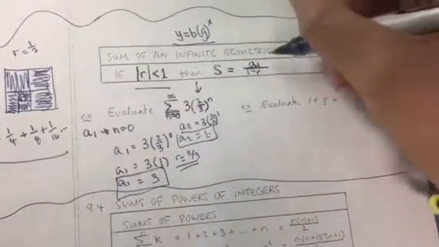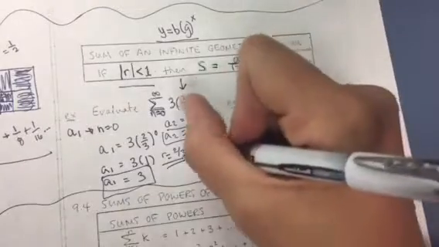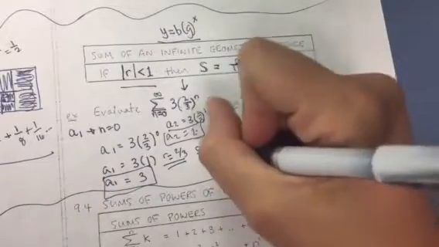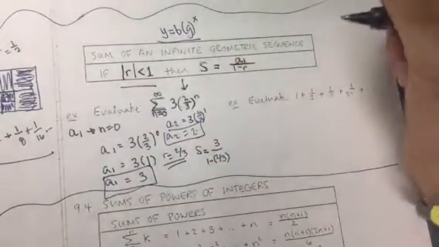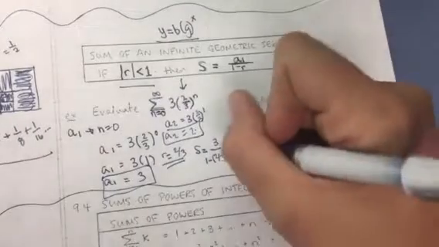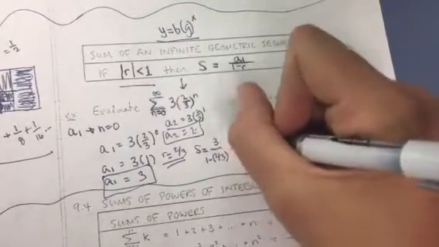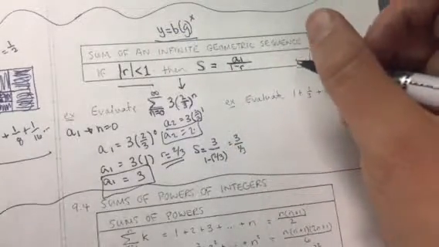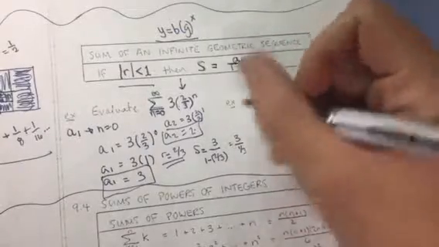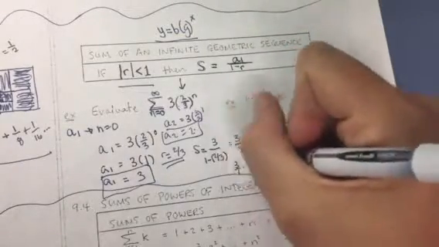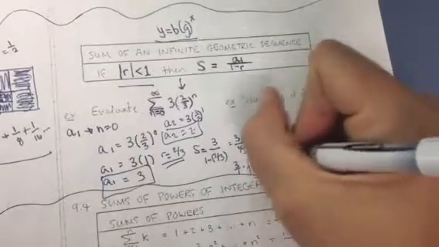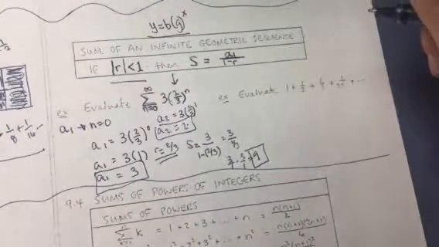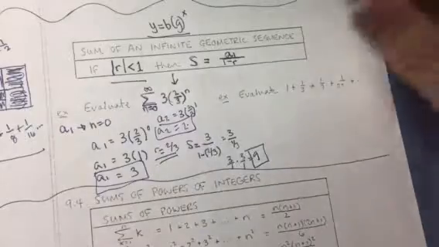All right, so now we just use this formula. So our sum is going to be equal to our first term over 1 minus that ratio, 2/3. Well, 1 minus 2/3 is 1/3. So it's going to be equal to 3 divided by 1/3, which is the same as 3 times 3. So 3 divided by 1/3 is the same as 3 times 3/1. All right, so our sum for that first one is actually going to be the number 9. That entire sequence would add up to 9.